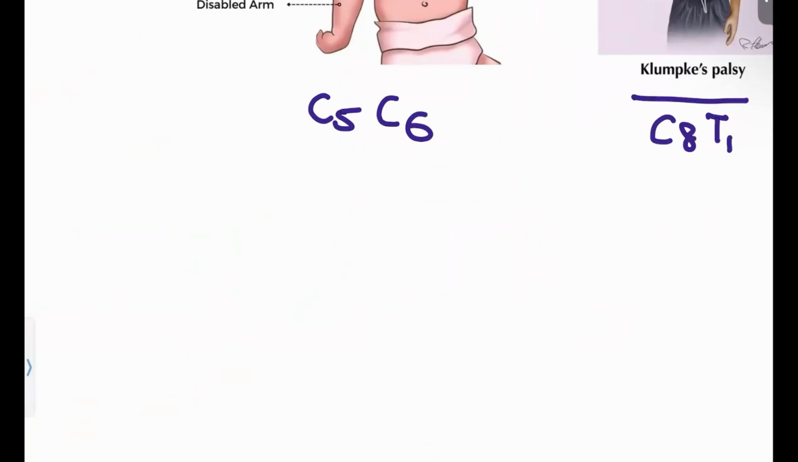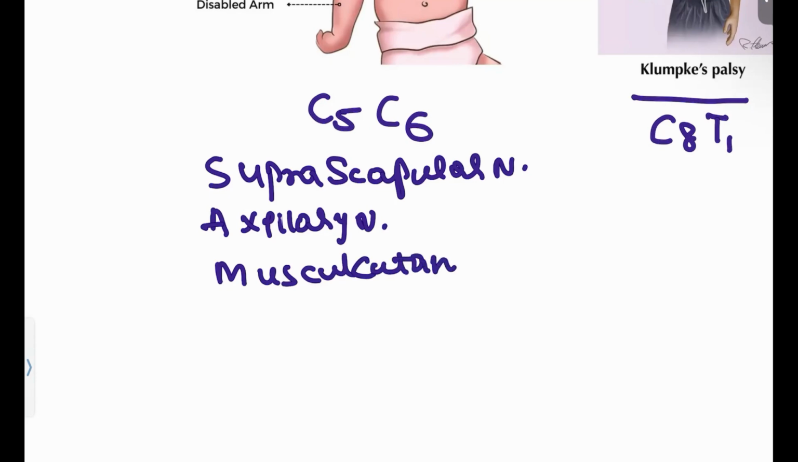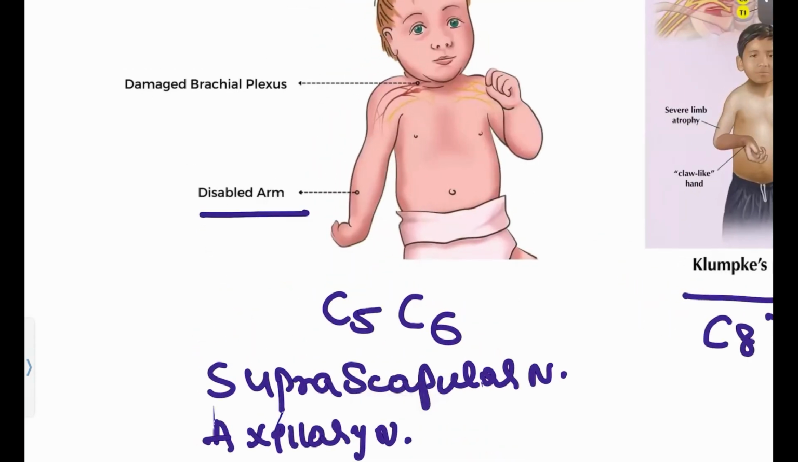Usually in your Erb's palsy, you can remember it like this: SAM. What does this SAM tell? Suprascapular nerve, and also the patient is having injury of the axillary nerve and musculocutaneous nerve. And how is this patient having this deformity? This deformity is also known as Waiter's tip or policeman's tip deformity, right?